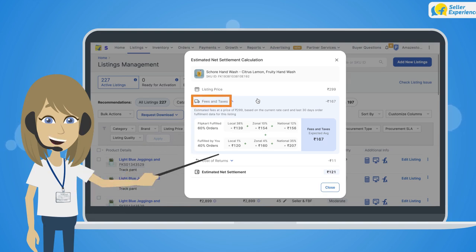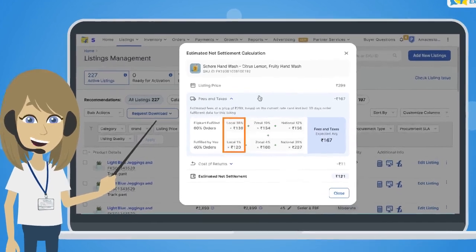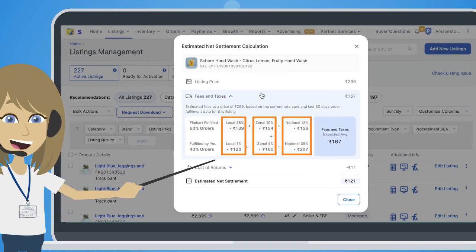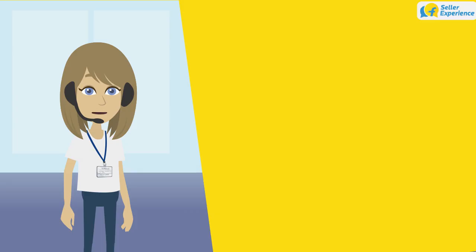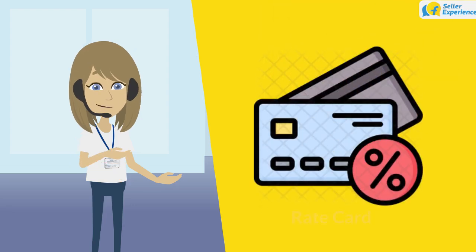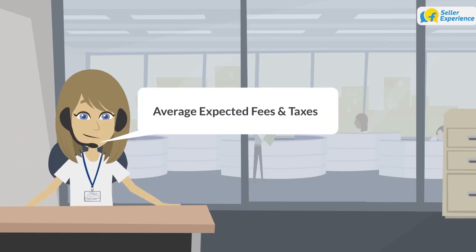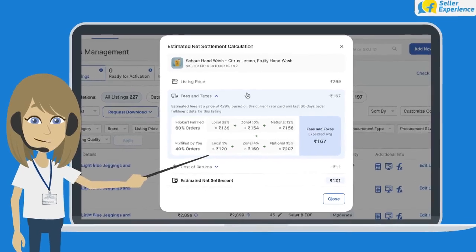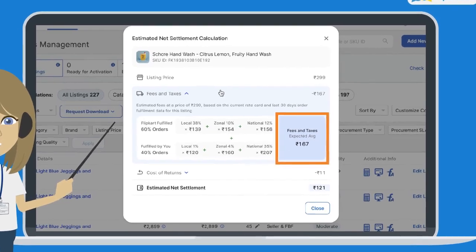To calculate the fees and taxes, the system will first check your order share between local, zonal, and national across the service profiles for both FBF and NFBF for the last 30 days. Based on that order share, Flipkart will apply the current rate card for your listings and arrive at the average expected fees and taxes.